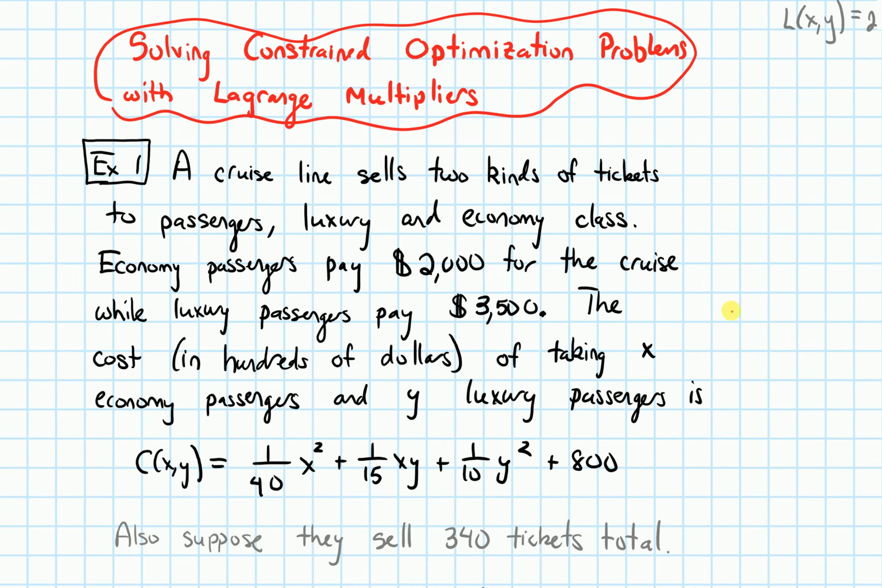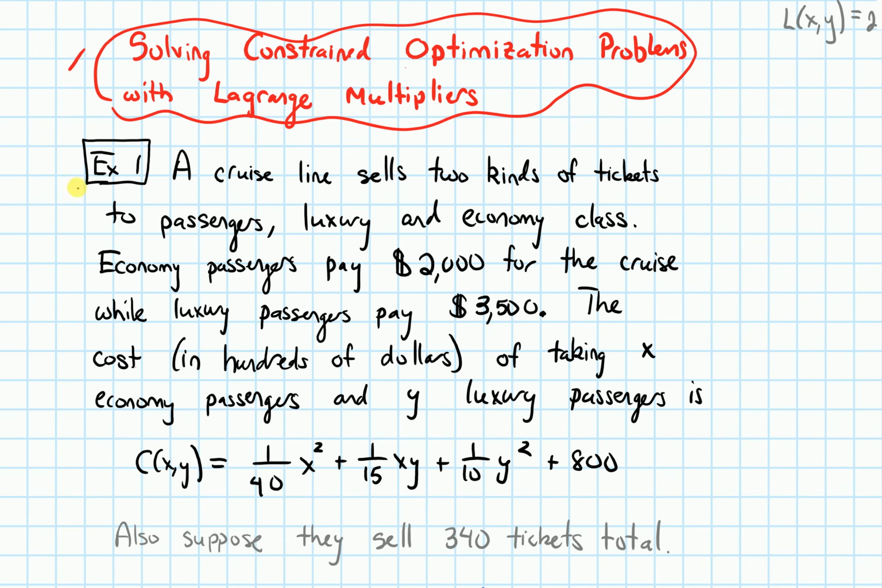In this video, we will talk about how to solve constrained optimization problems with Lagrange multipliers. So I want to look at the same example that we did in the last video, but solve it using a new technique. So the question, remember, was a cruise line sells two kinds of tickets to passengers, luxury and economy class. Economy passengers pay $2,000 for the cruise, while luxury passengers pay $3,500. The cost in hundreds of dollars of taking x economy passengers and y luxury passengers is C of x comma y equals this function of two variables.